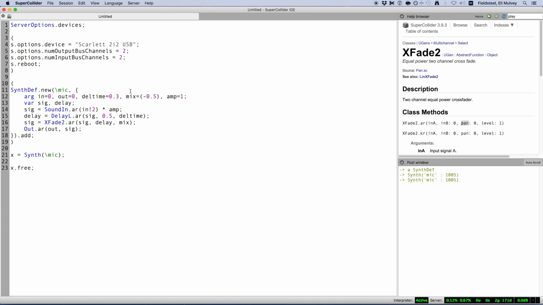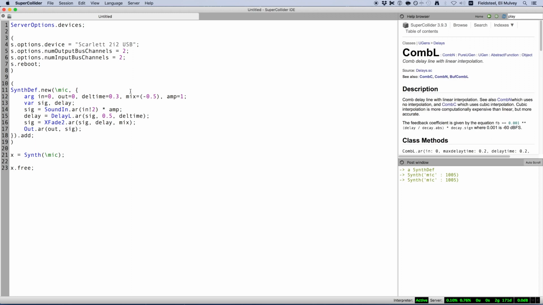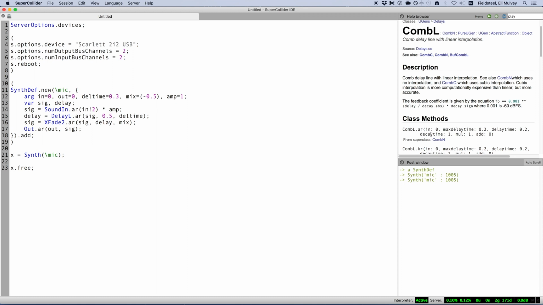But if we want even more of an echo effect, we can use a UGen called CombL, which is similar to DelayL. Actually, it has the same NLC family, but comb is a delay that feeds back into itself and therefore has an additional argument for decay time. This is a value in seconds and determines how long it takes for the echo to decay by 60 decibels. So we'll initialize this value at 3 seconds.